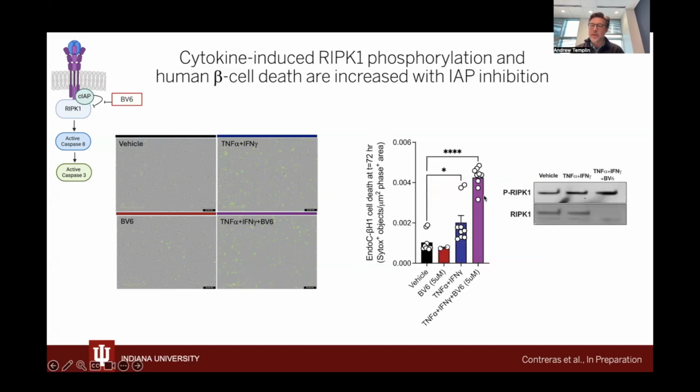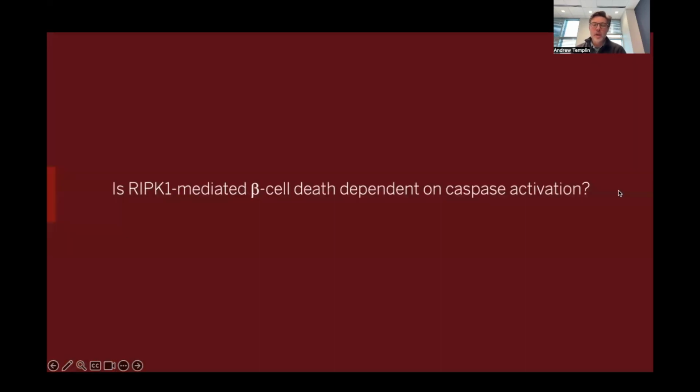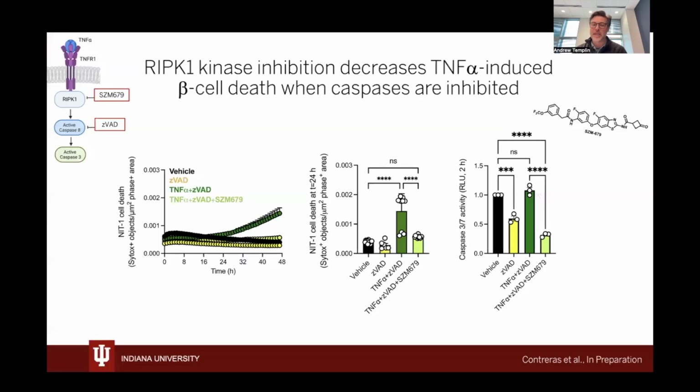This is that cell death quantified in the human beta cells, and it also looks like this cell death that's elicited following TNF and interferon stimulation occurs in association with increased RIP1 phosphorylation. So this is all consistent with RIP1 being important in cytokine-induced cell death, but it doesn't really get to the question of the role of non-apoptotic forms of cell death in that process.